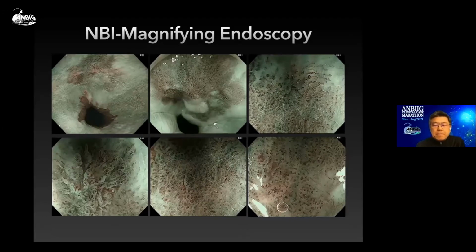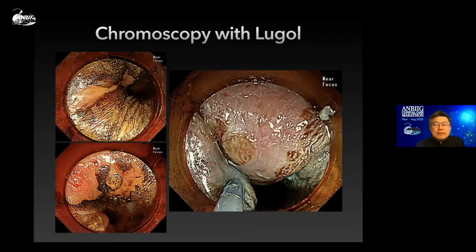Okay, this is chromoscopy with the Lugol. On the left side are 2 pictures before injection, and the right side is after injection. From the right side image, you can find the more reddish spots in the unstained area.